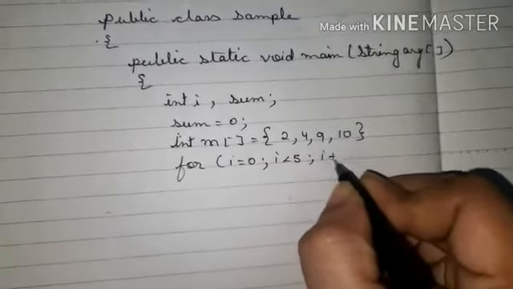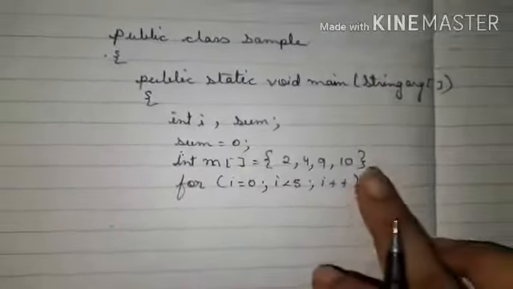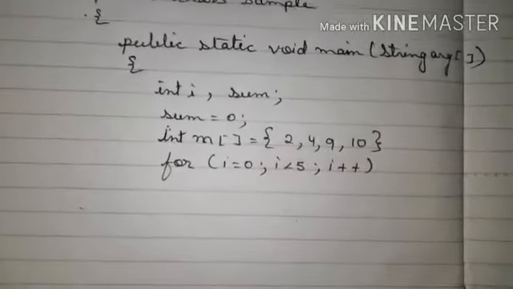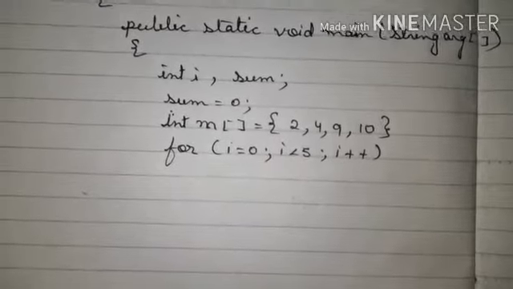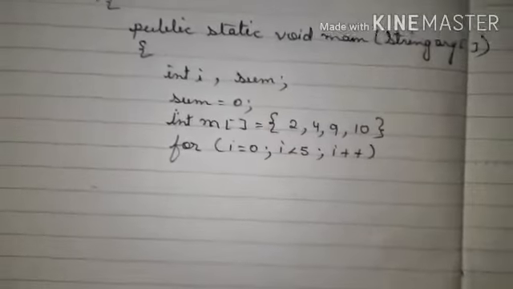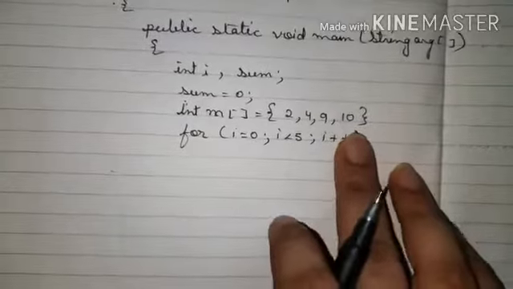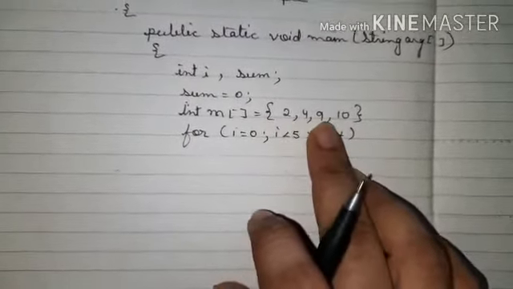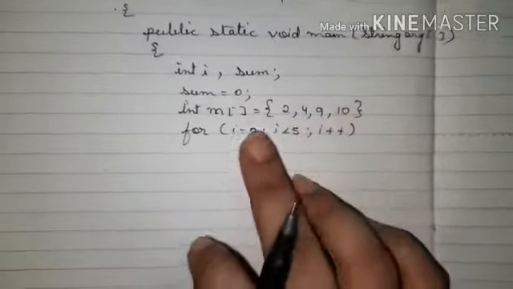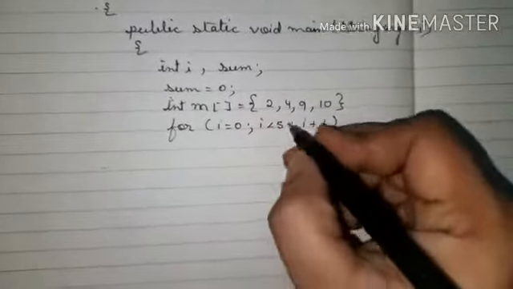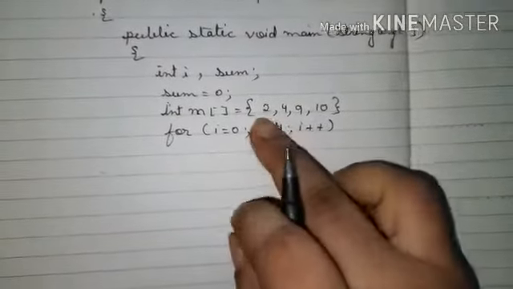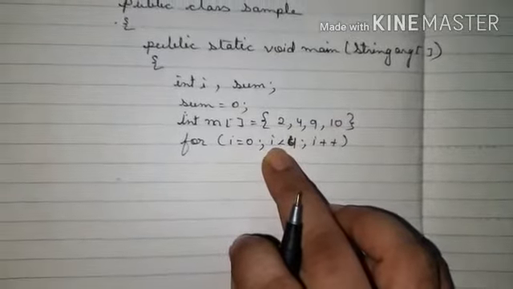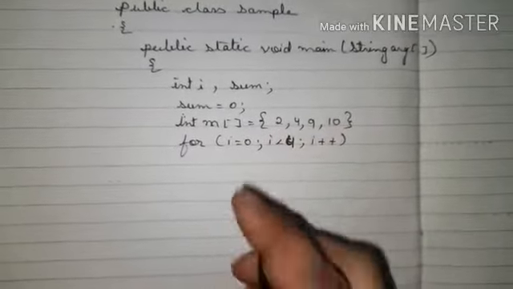Why are we using a for loop? Because we want each element one after another, and then we'll find the sum: 2 plus 4 plus 9 plus 10. To get each element we have to call each index. Our index starts from 0, so it goes 0, 1, 2, 3. The condition is i less than 4, so up to 3 it will move on, and we get 4 elements.